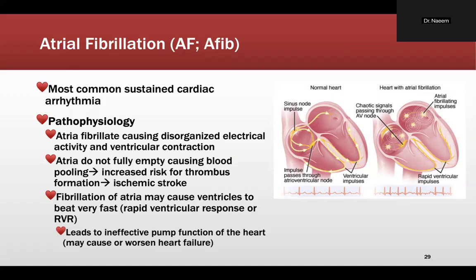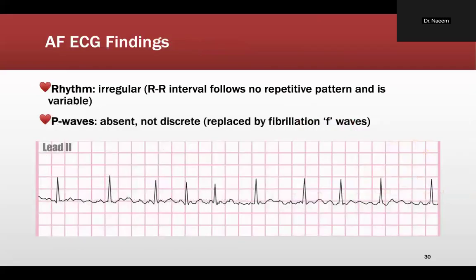Fibrillation of the atria may cause the ventricles to beat very fast, which we call rapid ventricular response, or AFib with RVR. This leads to an ineffective pump function of the heart, which could cause or worsen underlying heart failure. So that could be a concern. As far as EKG findings go, we can see irregular RR intervals that follow no repetitive pattern and are variable. The P waves are absent, not discrete, and are replaced by fibrillatory F waves. So irregularly irregular is the description.